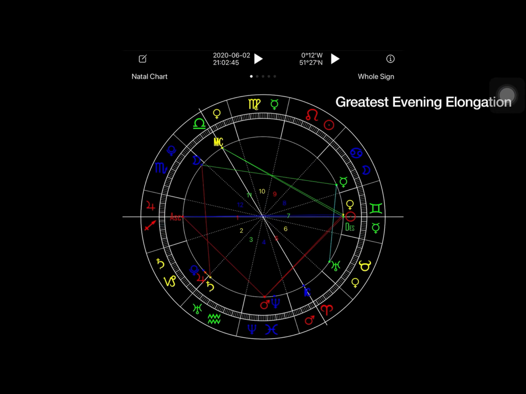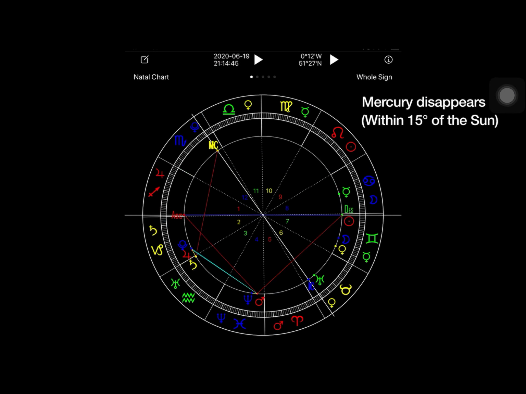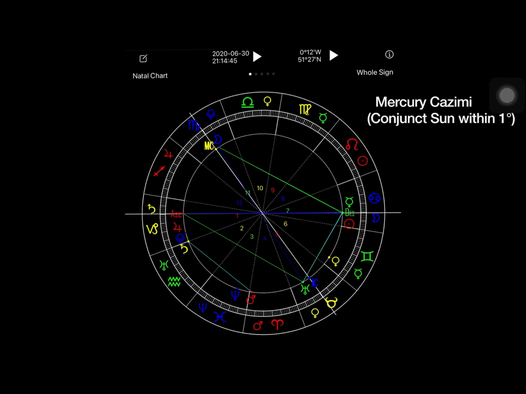You can see the sun is just setting in this image and Mercury is high in the sky in the west. So shortly after the greatest evening elongation, Mercury will station retrograde, and within about a week or so, Mercury will disappear. Usually within 15 degrees of the Sun, most planets will struggle to be seen. So Mercury disappears after this point and remains invisible for a couple weeks.